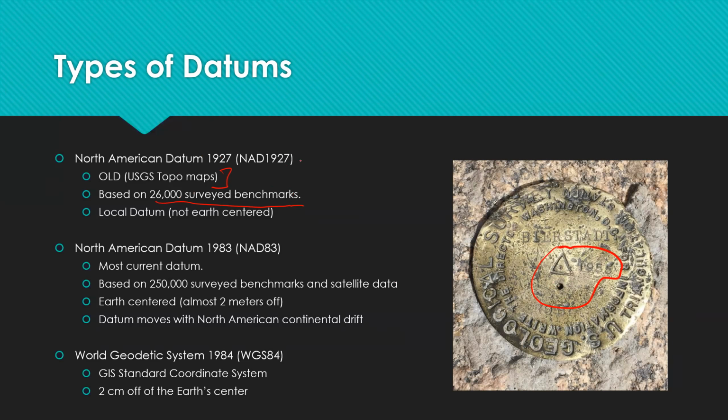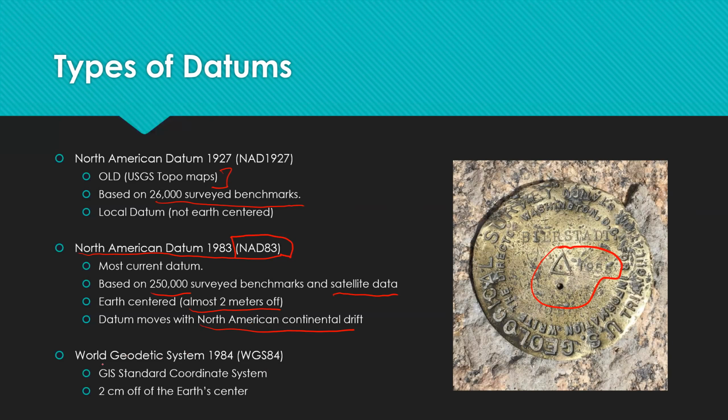within this old framework. So the framework's been updated. There's the North American Datum, 1983. You're going to see this a lot with GPS surveying. It's the most current datum for North America. It's based on 250,000 benchmarks, as well as satellite data. It's Earth-centered. It's almost 2 meters off. And it moves as the continent moves. So they're updating it continuously because the continents actually move, and we need to update the ground relative to the planet.